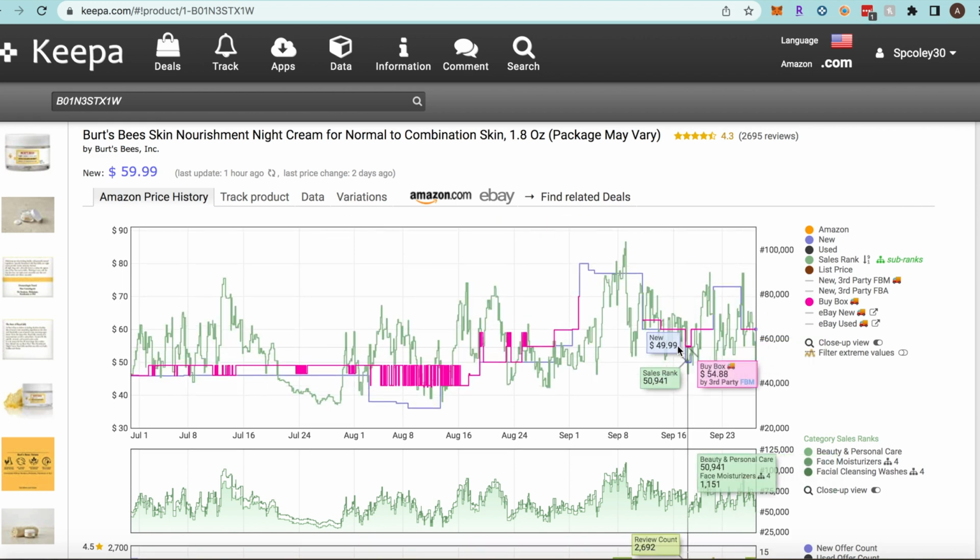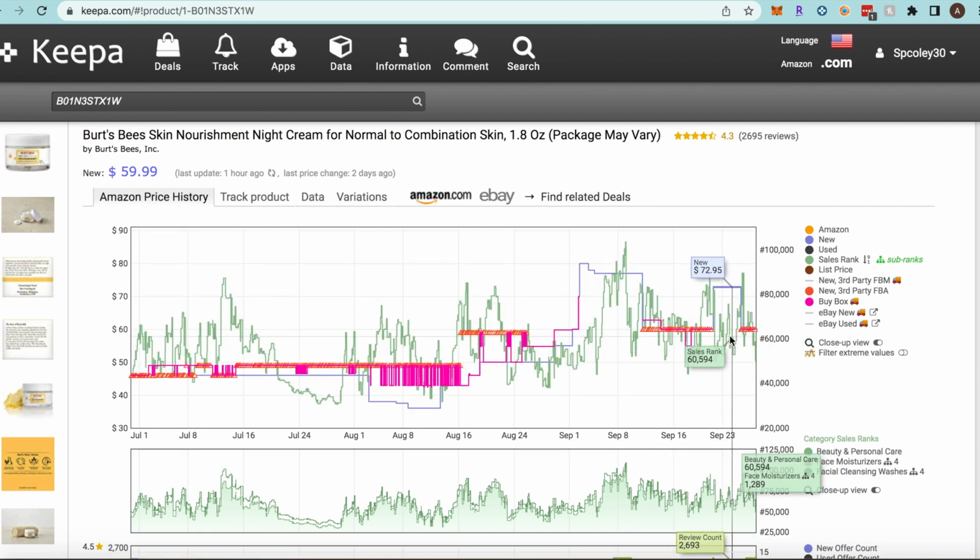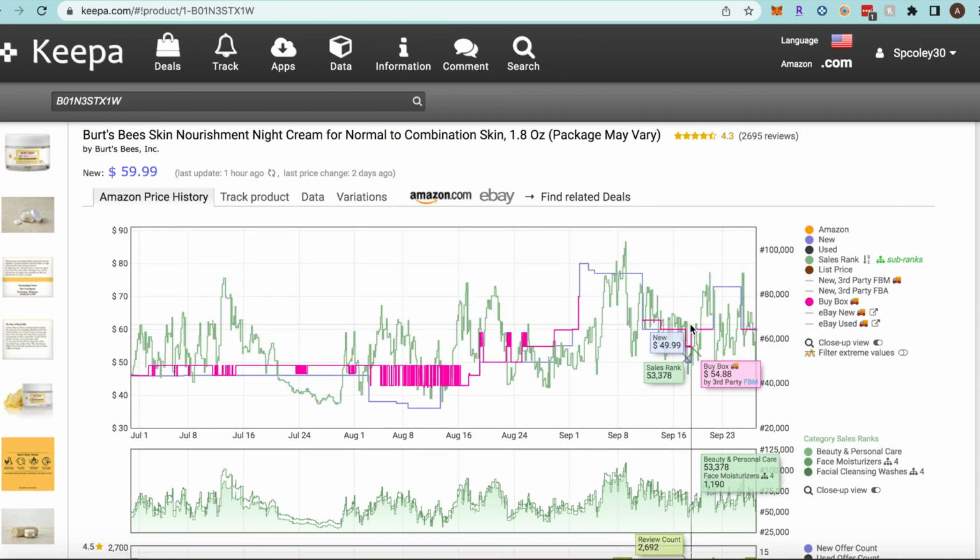I normally ship most of my stuff FBA, so Amazon's fulfilling all the orders. So I just kind of strictly use the buy box indicator. Sometimes if there's no buy box, I'll turn on the orange triangles, the FBA indicators to see kind of where people have this listed. But this purple pink buy box line will be the best indicator for where stuff is currently and historically selling. Next, we see this green line, that's the sales rank.